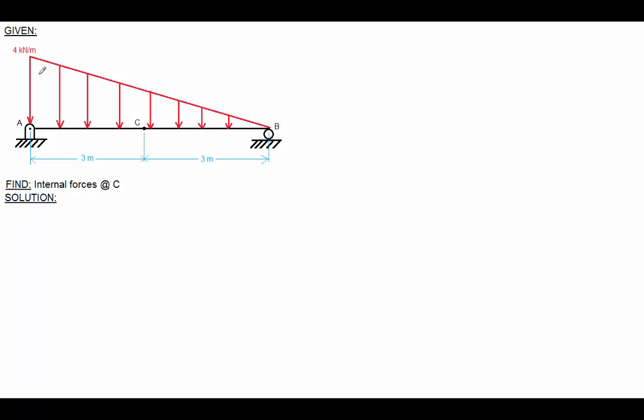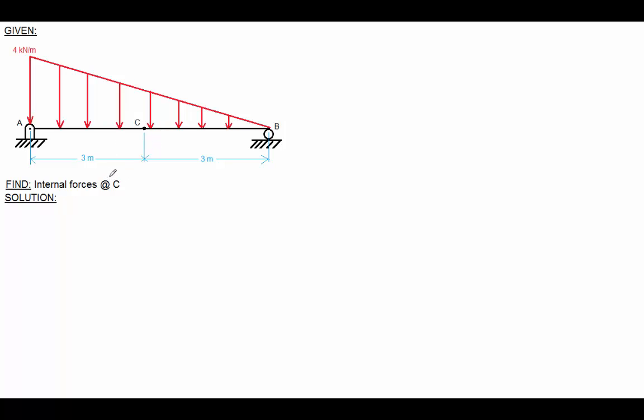Here we have a beam with a triangular distributed load acting on the top. The height of the triangular distributed load is 4 kilonewtons per meter on the left end and 0 kilonewtons per meter on the right end. The whole beam is 6 meters long, and it's supported at A by a hinge and B by a roller. We are asked to find the internal forces at point C, which is right in the middle of the beam.